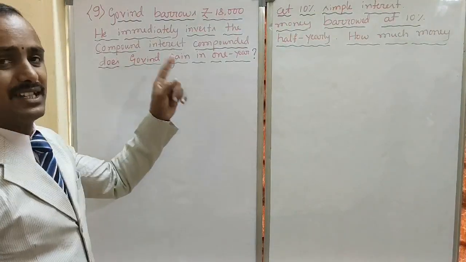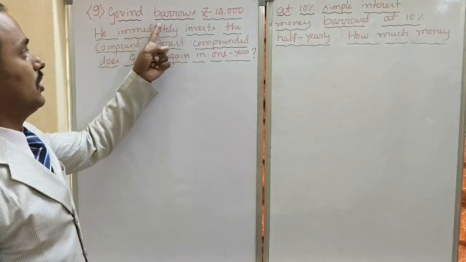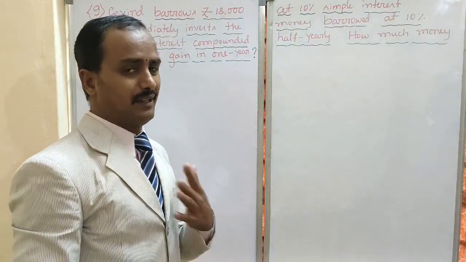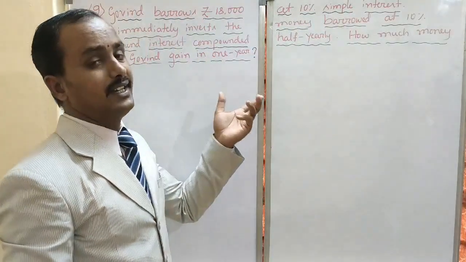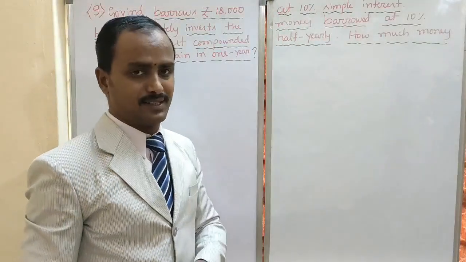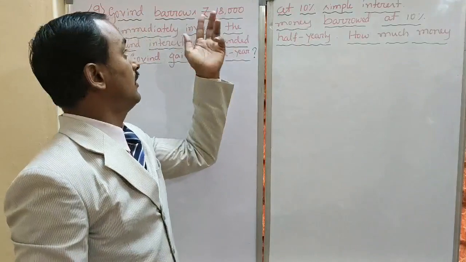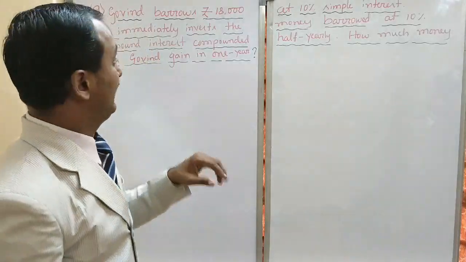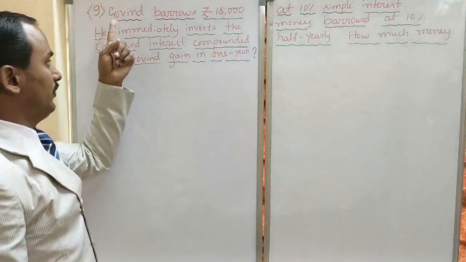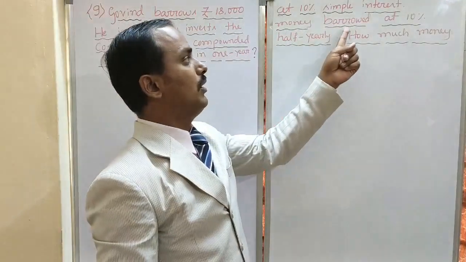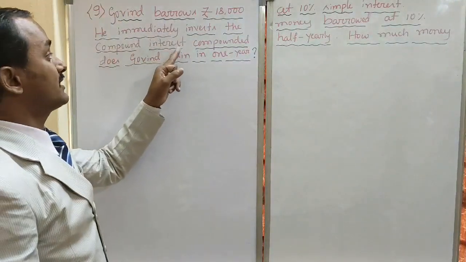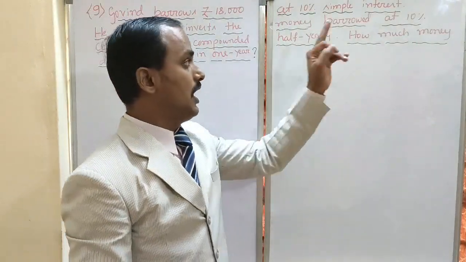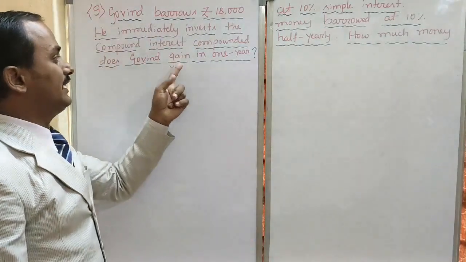Ninth problem, I will explain the question, dear children. Govind borrows rupees 18,000 at 10% simple interest. Example, I am Govind. I borrow money 18,000 at 10% simple interest. How much amount? 18,000. Govind immediately invests the money borrowed at 10% compound interest compounded half yearly, not yearly, half yearly 10% compound interest. How much money does Govind gain in 1 year?